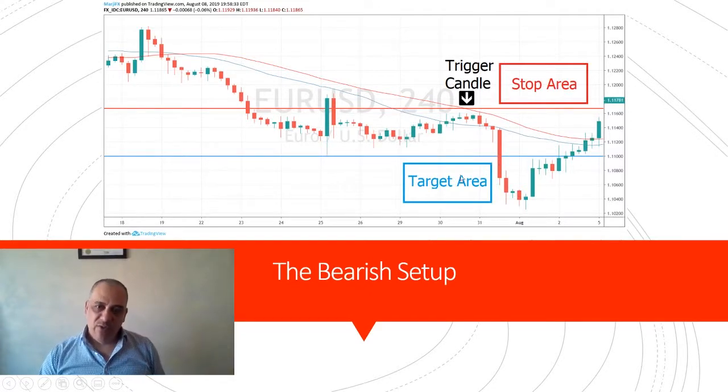Okay guys, so this is the target area, this is your stop area, this is your trigger candle, this is a second trigger candle, and this is the move you are waiting for.